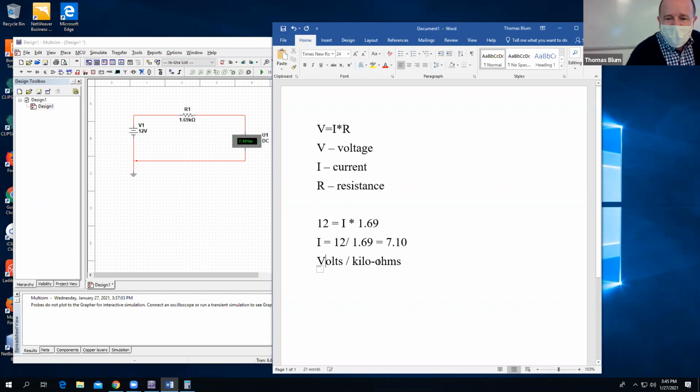So I'm dividing volts by kiloohms. If I divided a volt by an ohm, that would give me an amp. But I'm not dividing a volt by an ohm. I'm dividing a volt by a kiloohm. Kilo is big, 1,000 big. And so when I divide by 1,000, I'm going to get thousandths. And so my answer is going to be in milliamps. So if I divide volts by kiloohms, I get milliamps.